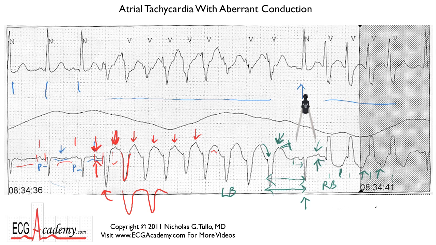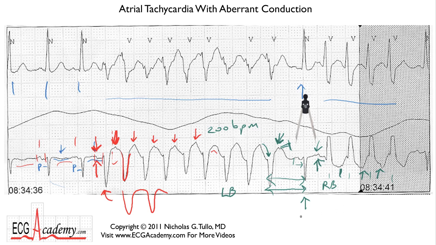This doesn't necessarily mean that the bundle branches are diseased, because it's coming at a rapid rate. This is 200 beats per minute. And so it's a functional bundle branch block. It doesn't mean necessarily that the bundles are sick, but under these circumstances, they did not function properly. But this is a great strip here. I think if you showed this strip to a lot of people, they would not get that as being an atrial tachycardia with aberrant conduction.